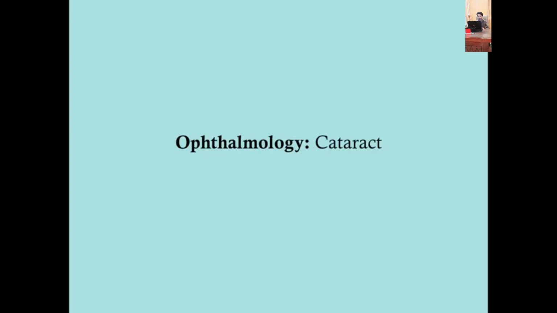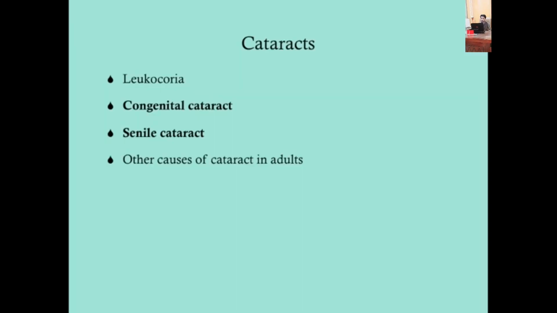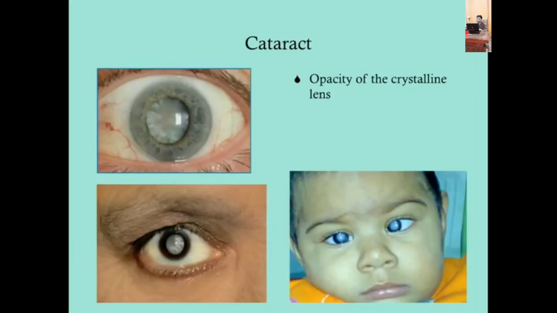Discuss cataracts here. So I briefly want to cover some introductory material, including what cataracts look like, and leukocoria, which is usually the presenting sign of cataracts. We'll talk about the congenital cataract, which presents in children, usually newborns, the senile cataract, which is the most common kind of cataract that you typically see in adults, and then some other causes of cataracts in adults.